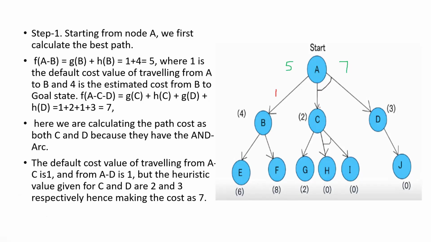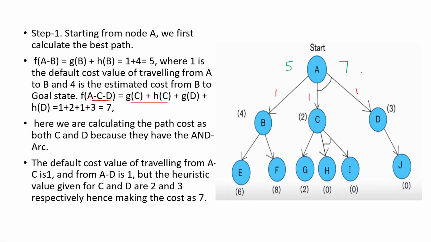Now we will see the other side, that means A to C, D. Here it is the same thing: A to C and A to D. For C, G of C plus H of C: G of C is 1 and H of C is 2, so 2 plus 1 is 3. On this side, H of D is 3 and G of D is 1, so 3 plus 1 is 4. So 4 plus 3 is 7. That's why 5 and 7 are written.